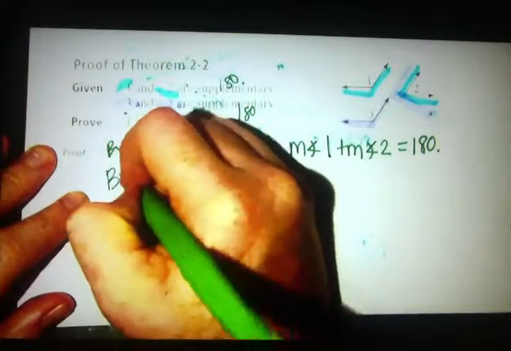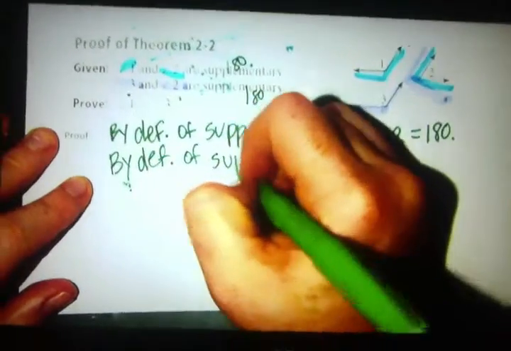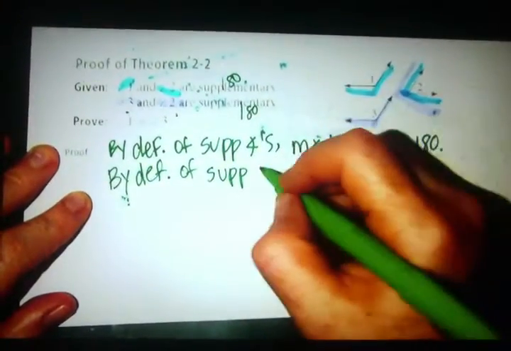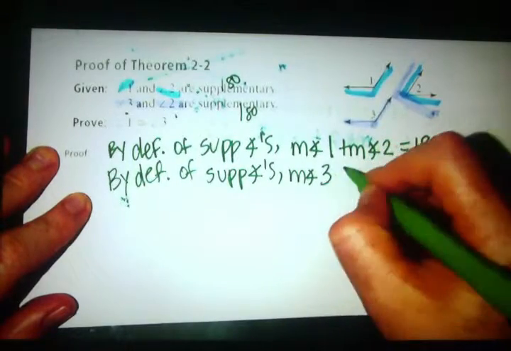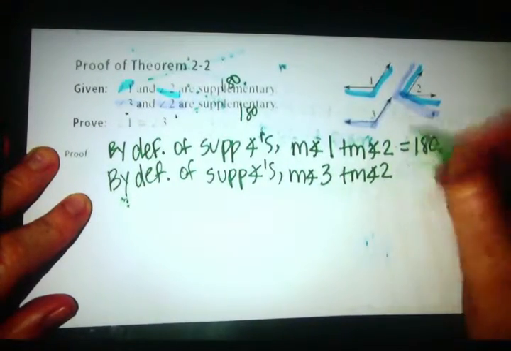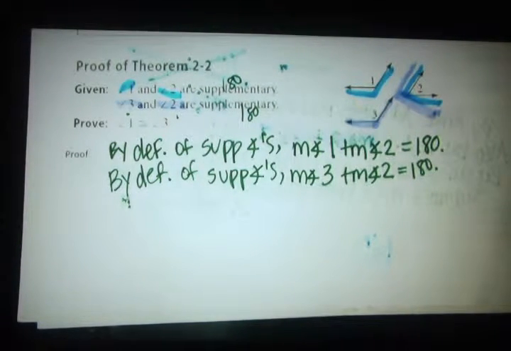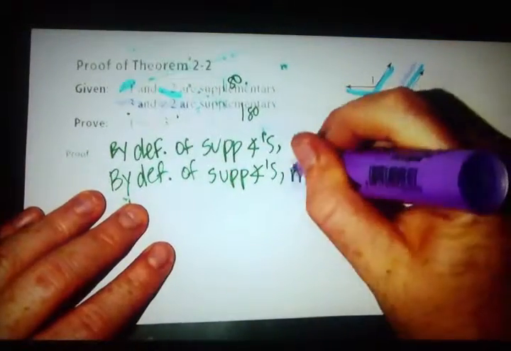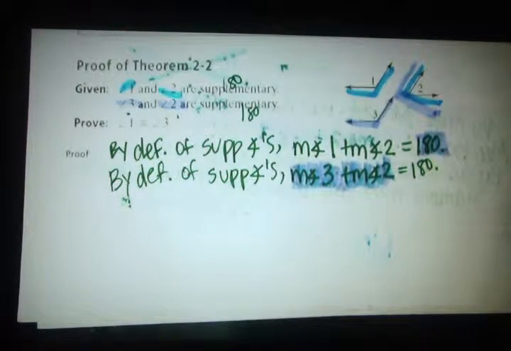So next sentence, by definition of supplementary angles, measure of angle 3 plus measure of angle 2 equals 180. From here, you should be able to look at the notes on the previous page and do this proof. Okay, so what we did was measure of angle 3 plus measure of angle 2 equals 180. We're going to use substitution to switch them out. Okay, so let's do that.